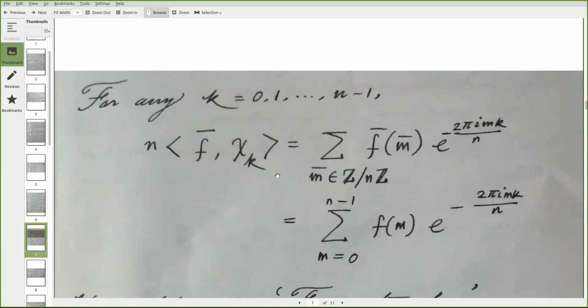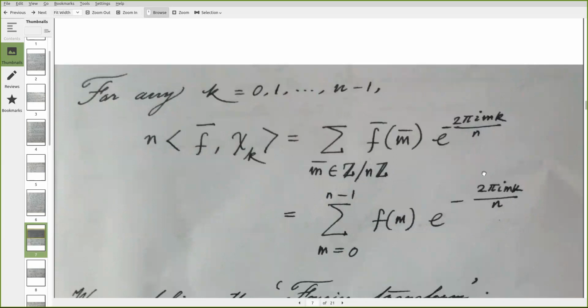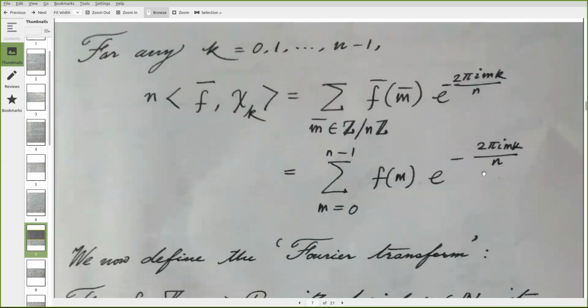For each k, this coefficient we easily see. From the definition, this is just this, because chi k is e to the power 2 pi i mk. Now, from the definition of f bar, it is just f of m. So this is easily seen to be this.